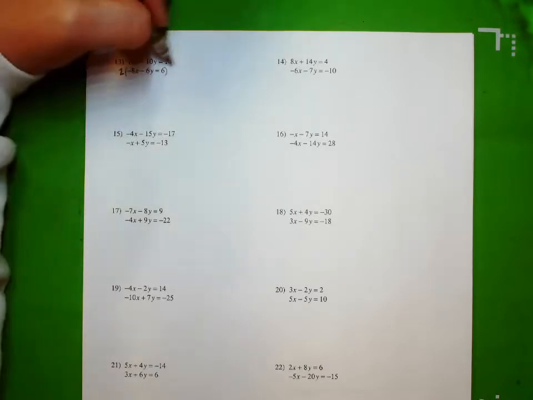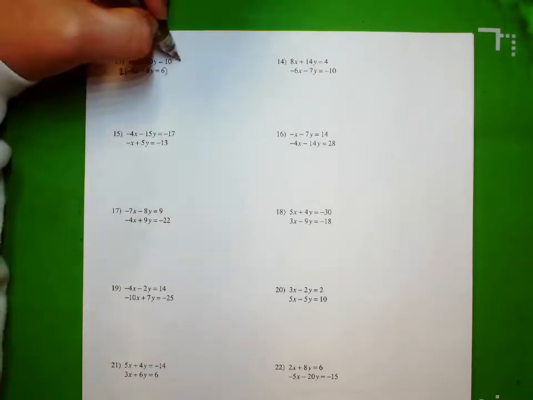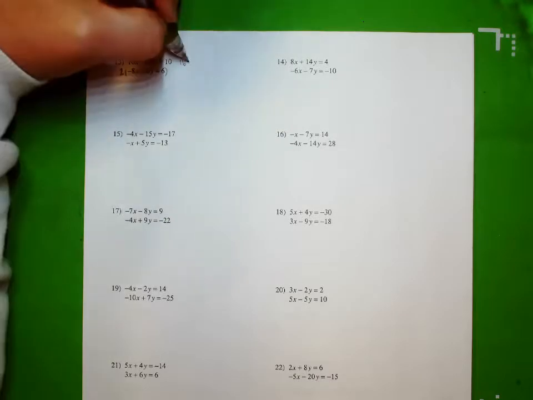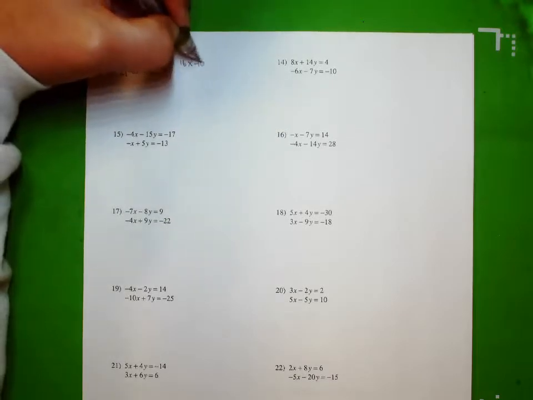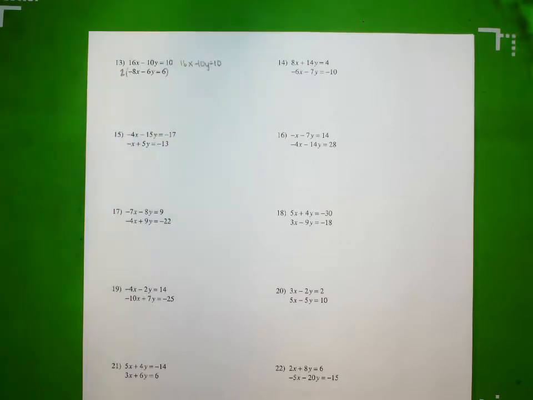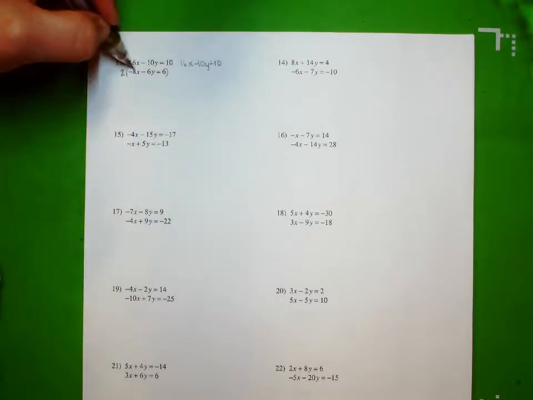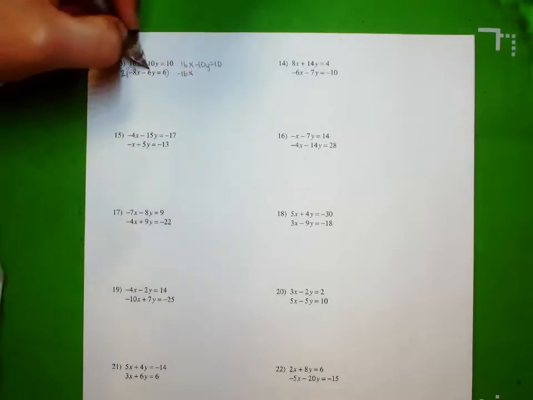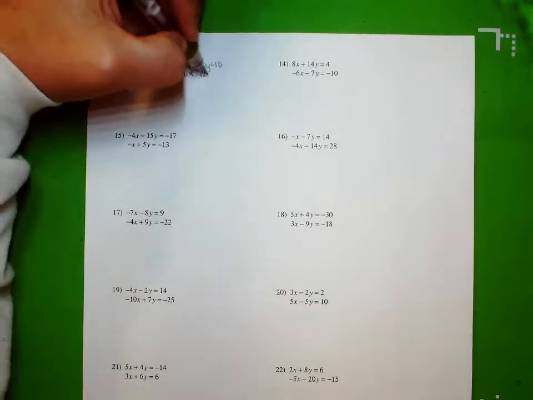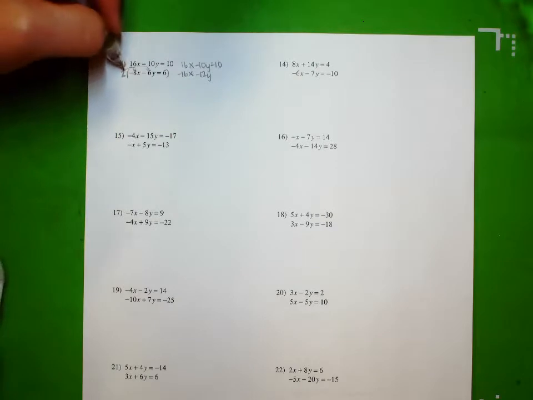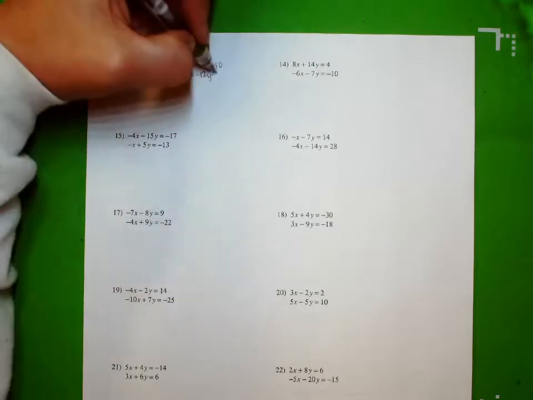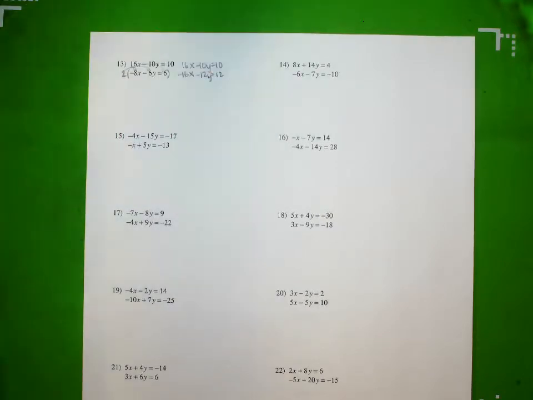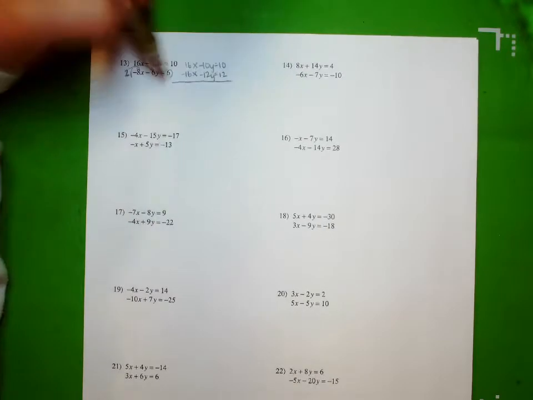So we'd end up with, I'm just going to copy down this first equation, 16x minus 10y equals 10. And then after we multiply this one, we'd have negative 16x. 2 times negative 6 would be negative 12y. And then the 2 times the 6 at the end would be 12. So now we add our equations straight down.